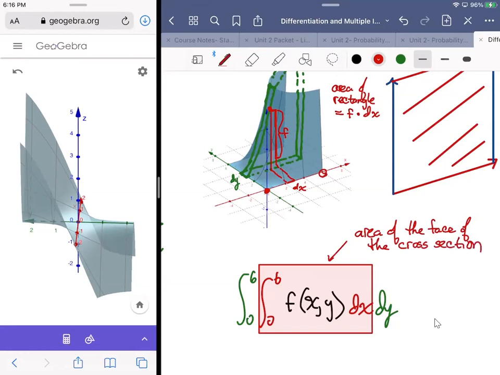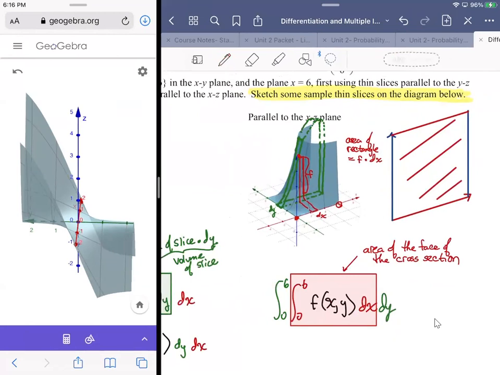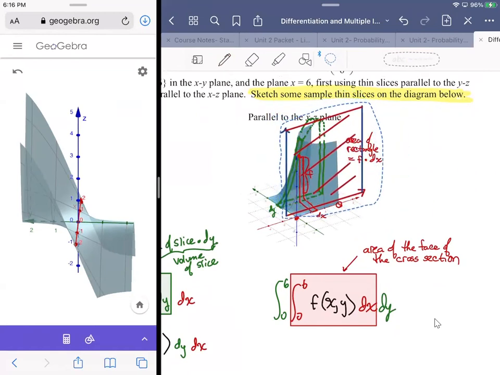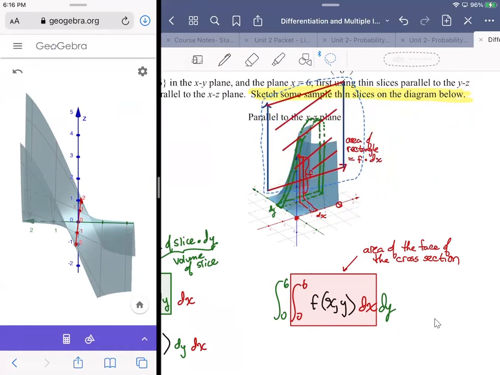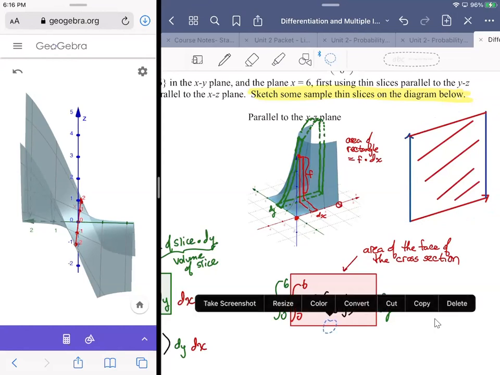All right, and so if you take every one of those slices along the y-axis, find the corresponding area. So start at 0 and work your way over towards 6. If you get every one of those areas, then what you would end up with is the volume. And I apologize, I boxed the wrong thing. Resize.